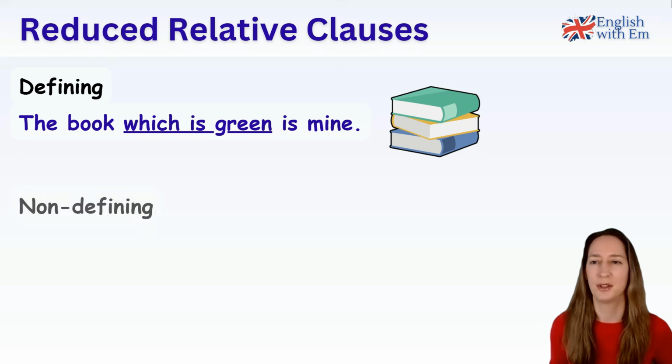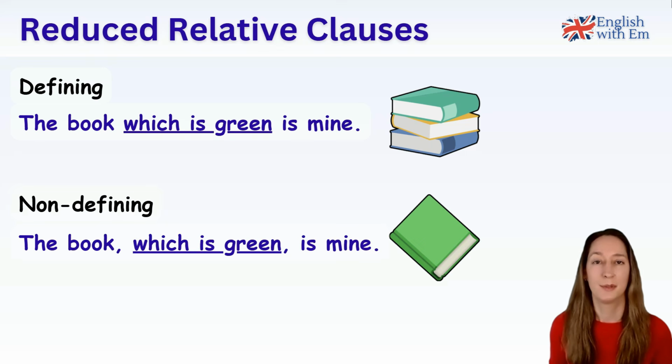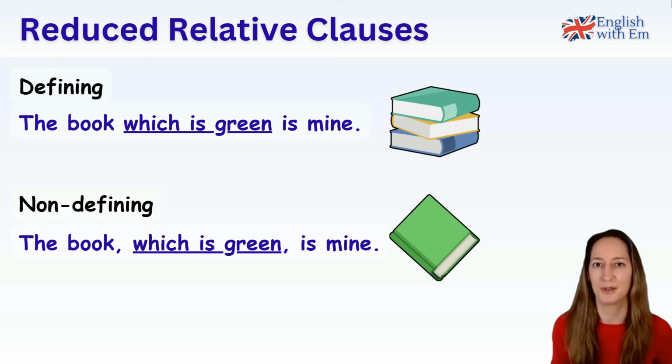Compare this with non-defining. The book, which is green, is mine. If I just say, the book is mine, it's clear which book I'm talking about, because there's only one book. Which is green is extra, non-essential, non-defining information. And you can recognise a non-defining relative clause by the commas. So there's always a comma which separates the non-defining relative clause from the noun which it describes.